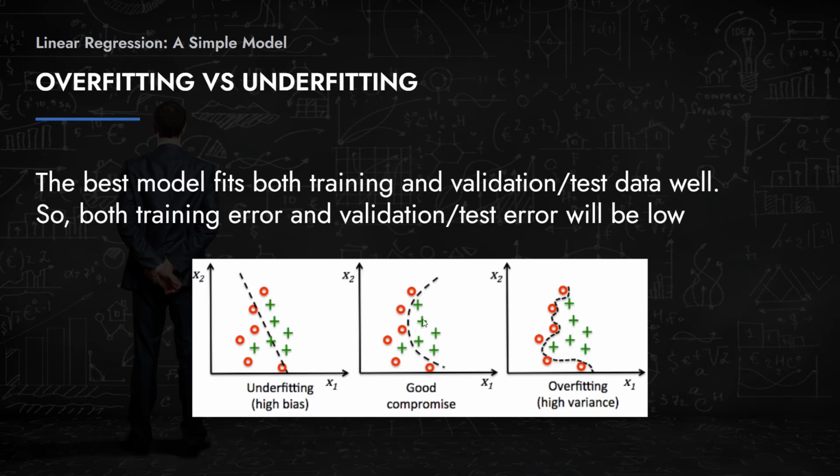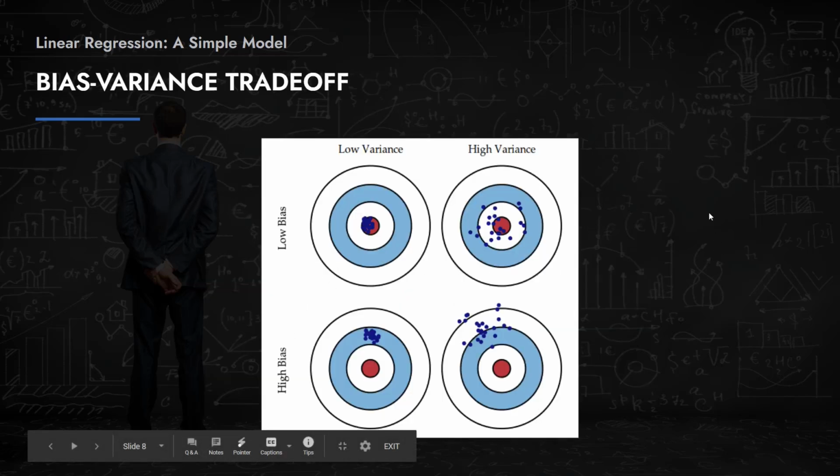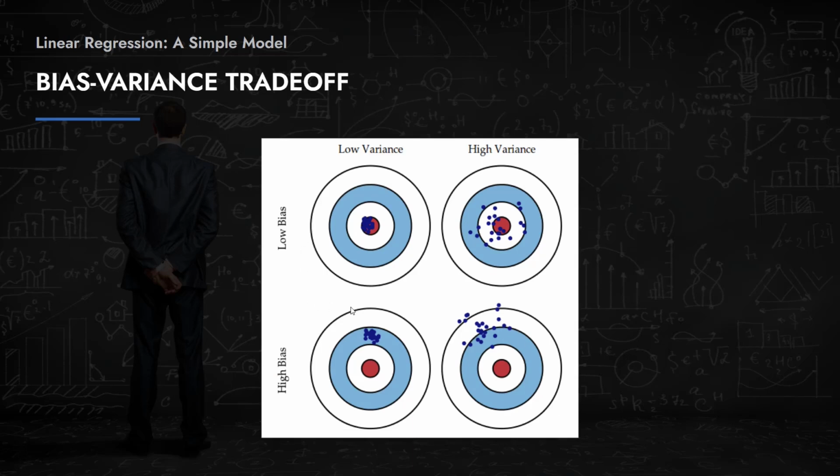So you would rather have an 80-80 than to have like 100-50, because you can't do anything with a 50% accuracy on the testing data set. So take your time to really analyze and understand this picture. And this is another very good demonstration of what we call the bias variance trade-off.